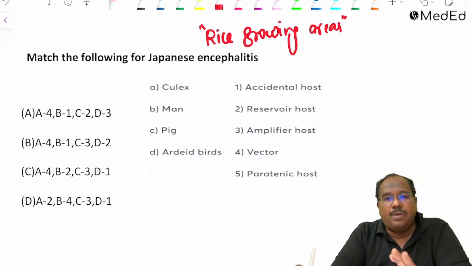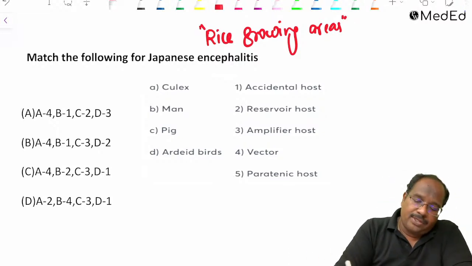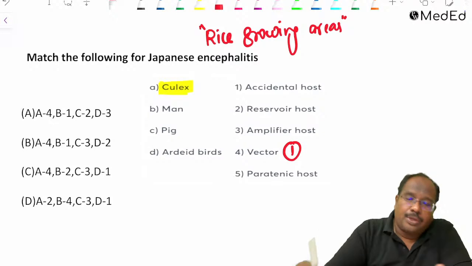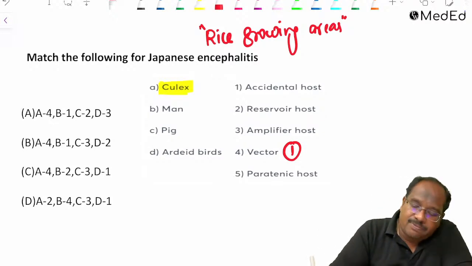It is common. So we have the vector here. Culex fatigans we have.